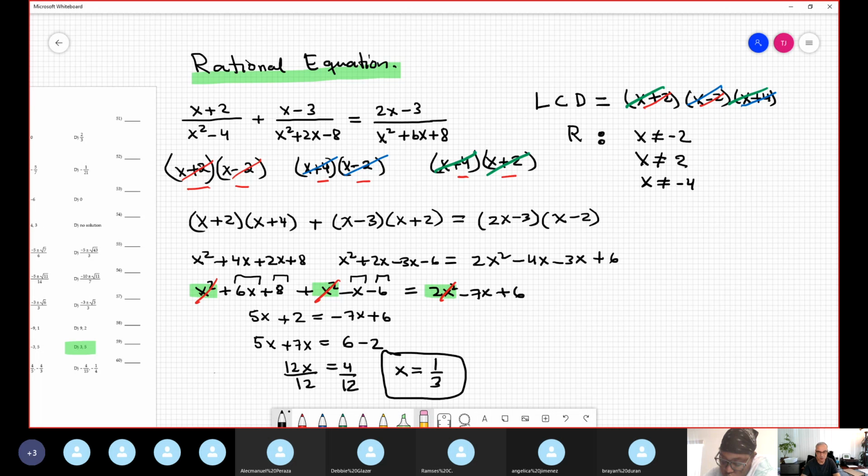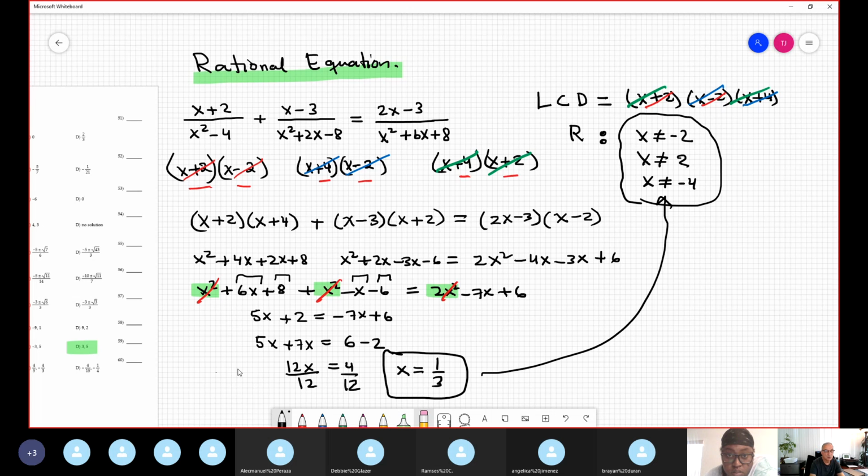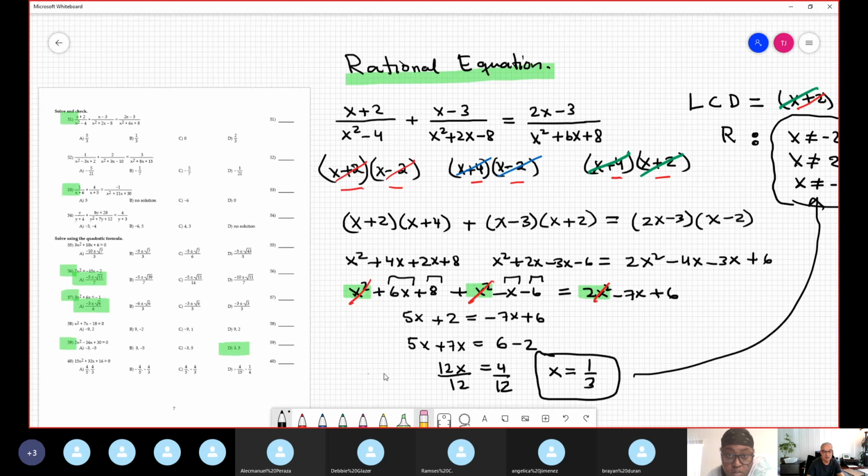I compare immediately with the restrictions. No problem. There is no coincidence with the restrictions. 1/3, I suppose, is the answer. Okay, then the answer is 1/3, exactly option B.